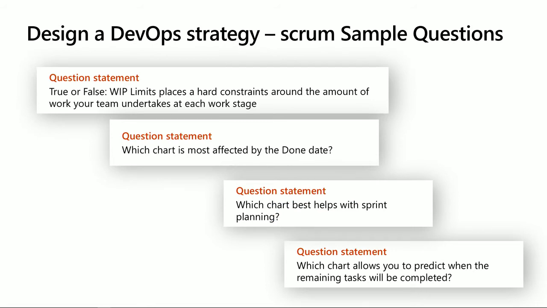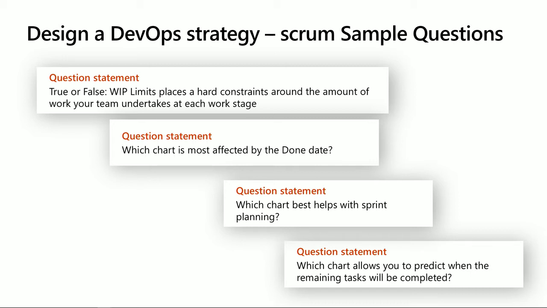So some sample questions. Here's one, true or false? Work in progress limits place a hard constraint around the amount of work your team undertakes at each work stage. Is that true or false? False, great. Why is it false?